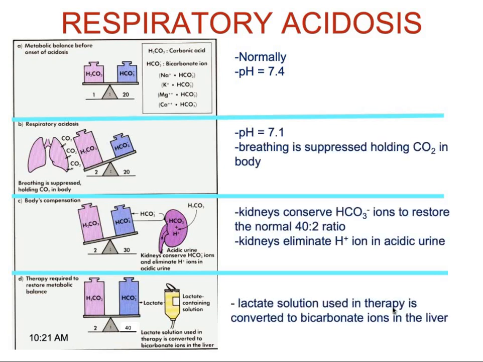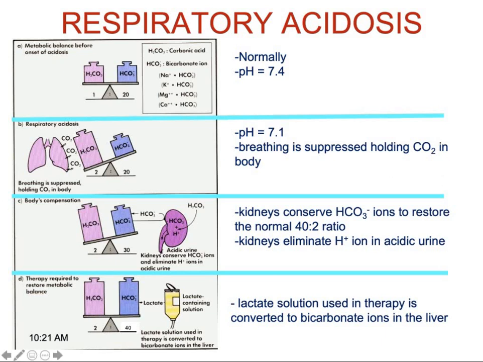So the metabolic balance before the onset of acidosis was normal. The pH was 7.4. What happens when there is respiratory acidosis? You can see in this diagram, the balance shifts. It becomes from 1:20 to 2:20. The pH decreases. It becomes 7.1. The breathing is suppressed because of holding of carbon dioxide in the body.